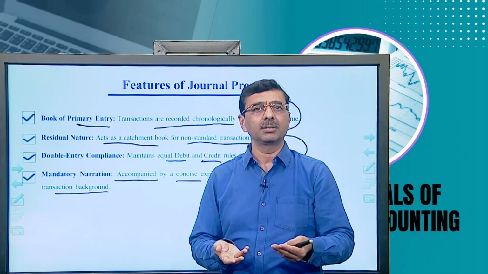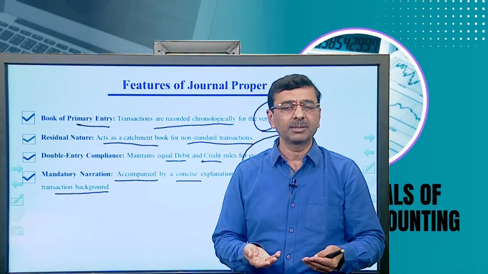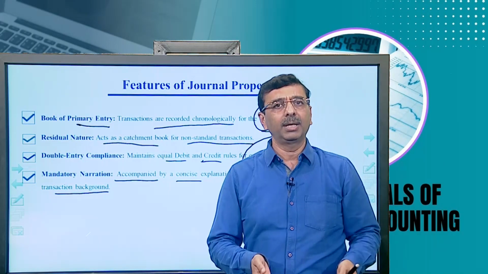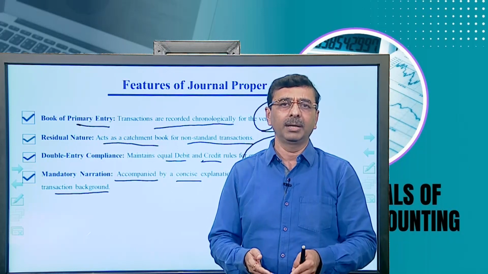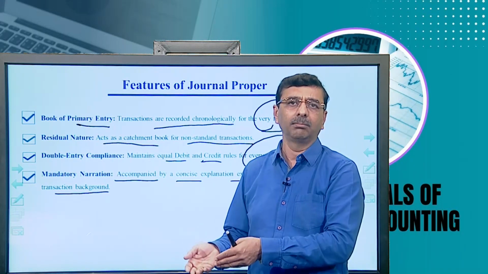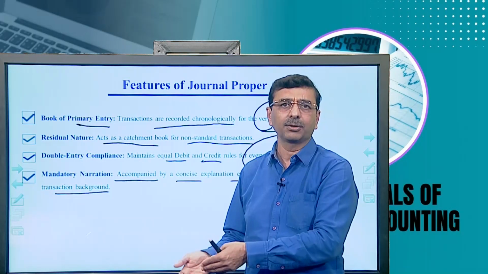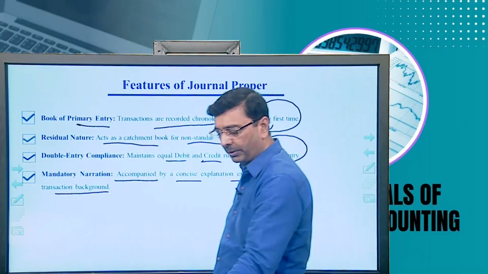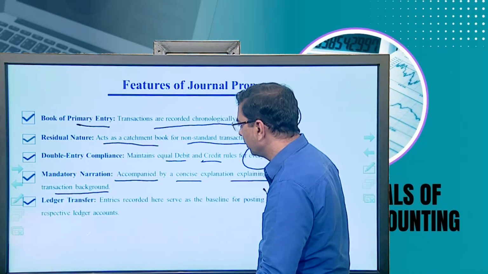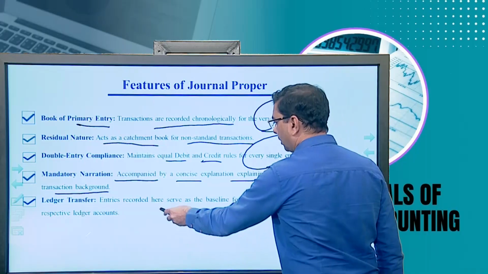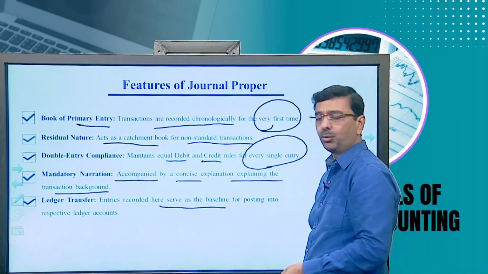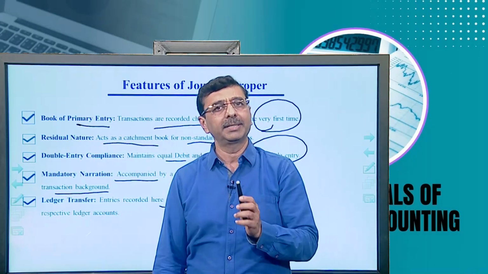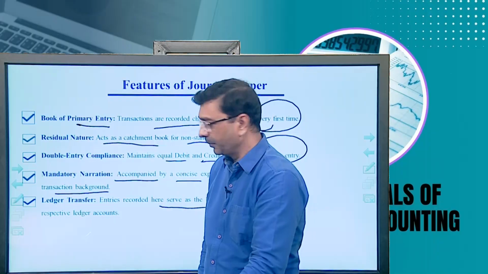Suppose some expenses are outstanding, we have to pay the expenses. Suppose rent is outstanding, then rent account is debited to outstanding rent account. We have to write the narration: being the rent to be paid on a building or any kind of offices is outstanding. So that is the narration. It's mandatory to write the narration. Ledger transfer entries are recorded here, has to be recorded in the ledger book, and it has to be posted. So that is the baseline to post all the particular transactions into the respective ledger account.